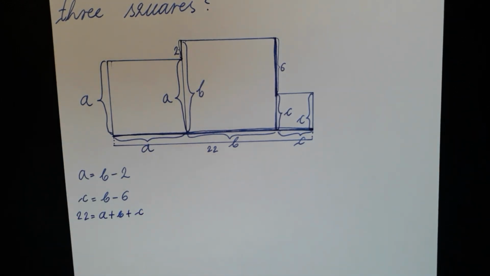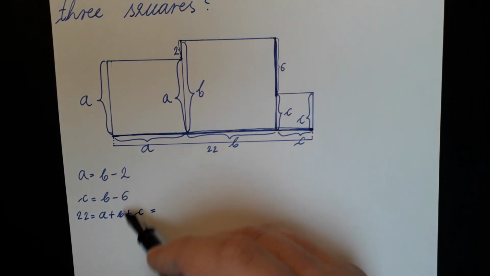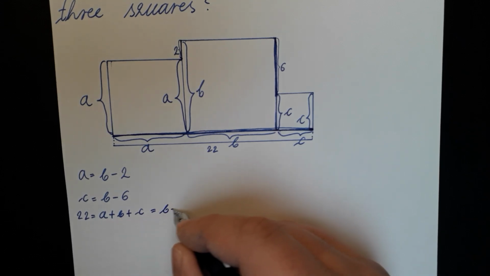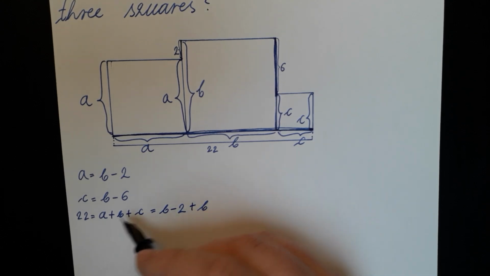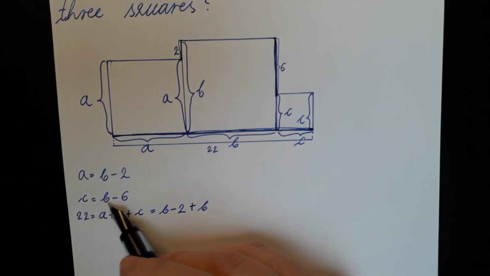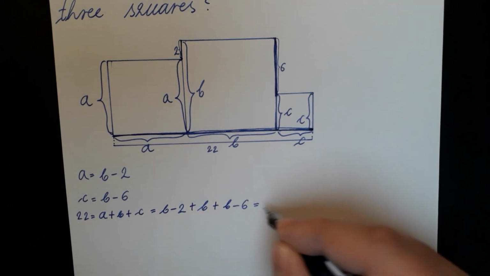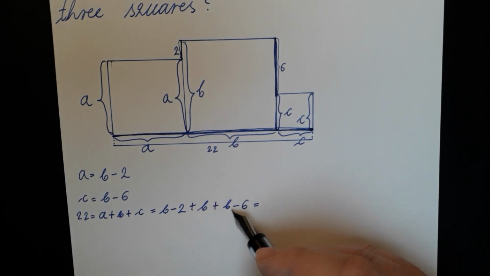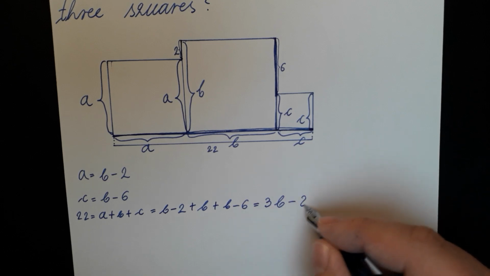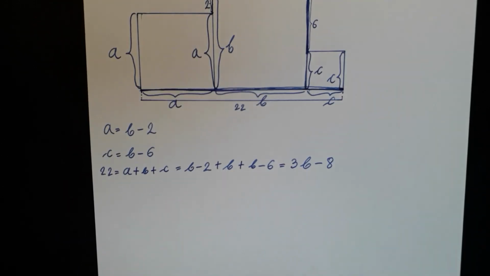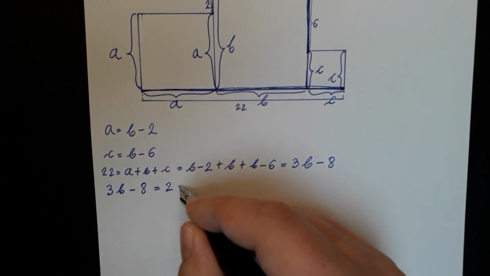Using the connection A is equal to B minus 2, we can insert B minus 2 value in this equation, so we get B minus 2, and then plus b, and for c we have the connection with b that c is equal to b minus 6. So let's use that right here. What we now have is 1, 2, 3 b's, and minus 2 minus 6 is going to give us minus 8. So we have an equation 3b minus 8 to be equal to 22.